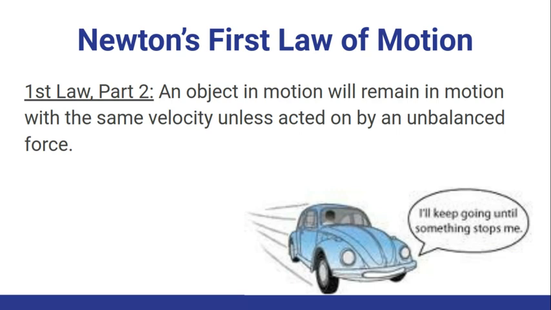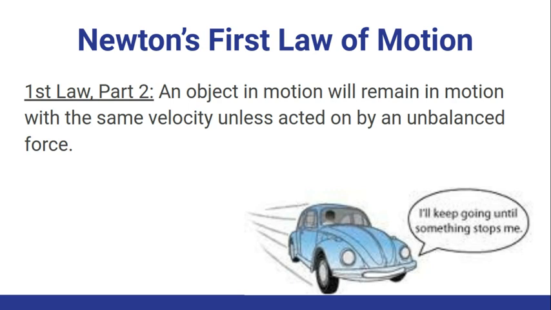Let's now take a look at the second part of Newton's first law, which states that an object in motion will remain in motion with the same velocity unless it's acted on by an unbalanced force. Remember, velocity includes something's speed and the direction it's traveling in. So this law basically says that if the forces are balanced, an object is going to keep going with the same speed and in the same direction until there are unbalanced forces acting on it.